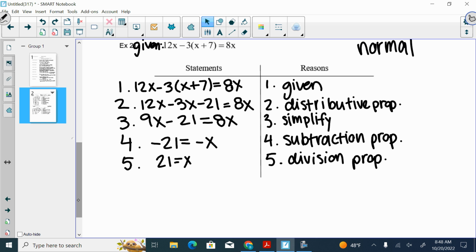All right. Now, typically, whenever we write that a variable equals a number, we list the variable first, right? And then the number second. So if I want to do that, then I would rewrite it in the other direction. And which property was it from the front that said that it doesn't matter the direction you write it in? Symmetric, right? So my reasoning behind that would be symmetric property.